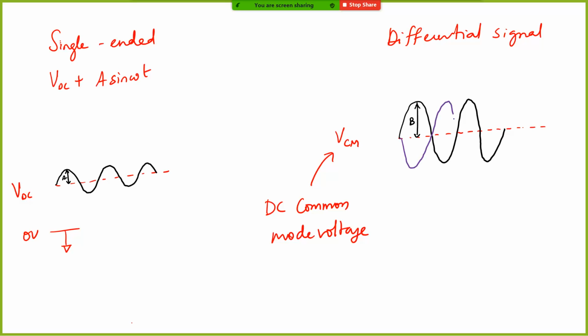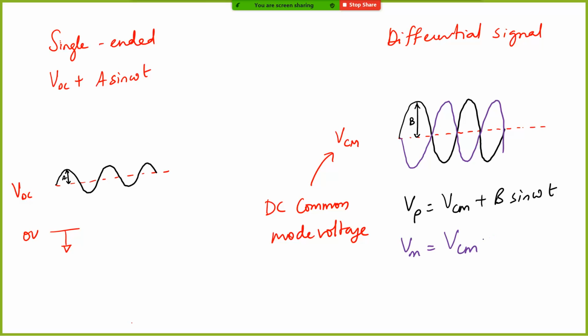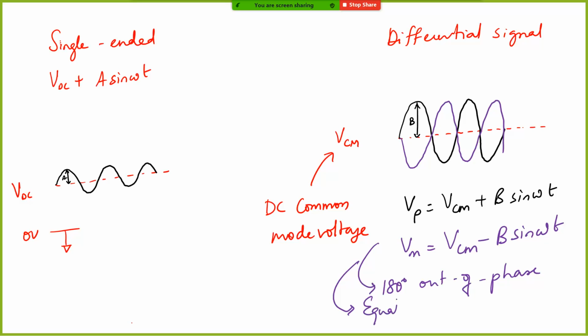Let's say VP is the black one, which can be written as VCM plus some B sine omega t, and this other signal VM can be written as the same VCM minus B sine omega t. In other words, VP and VM are 180 degrees out of phase and equal in amplitude, correct? So the amplitude is the same, which is B, but they are 180 degrees out of phase, and this is the definition of a differential signal. And why are we so interested in differential signals?